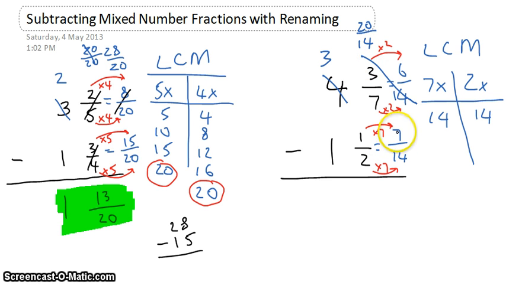And now I can take away my 7/14 from 20/14. And that gives me 13 and 7 make 20, so 13/14, and 3 take 1 is 2. I hope you got that right. Otherwise, watch it again.